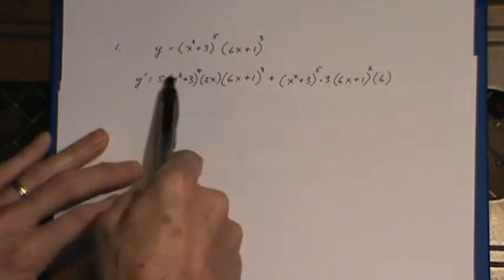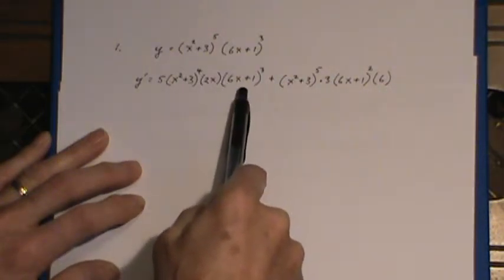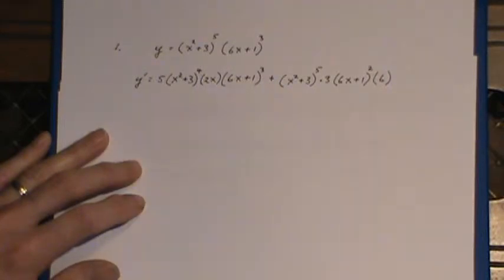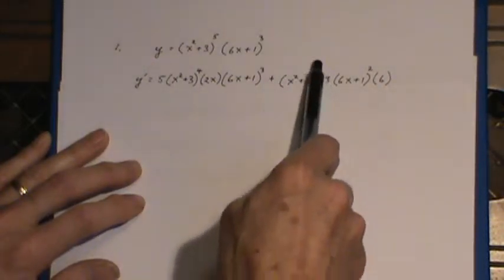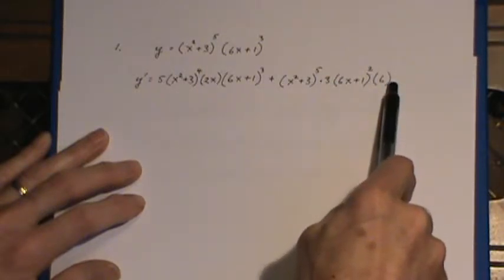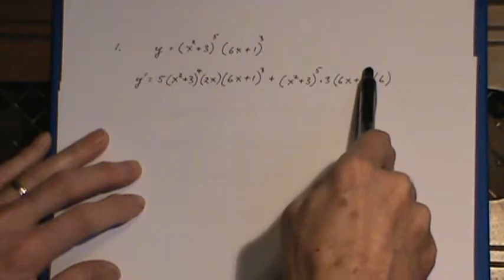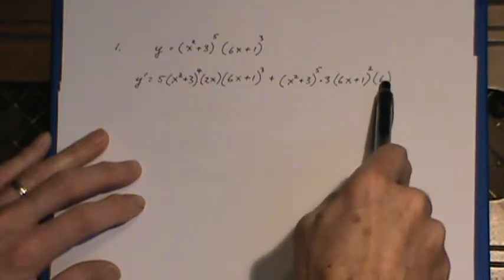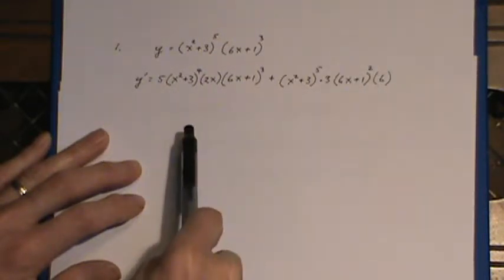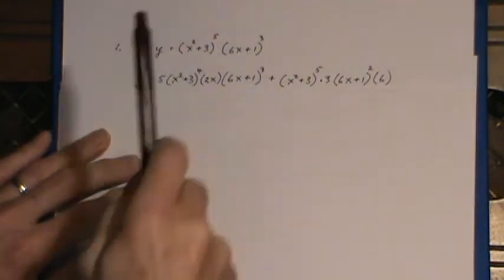So this is the derivative of the first times the second expression, plus the reverse, which is the first expression times the derivative of the second. You see the 3 comes down, this drops to a 2, and then the derivative of what's inside. So this is the chain rule operating on both the first term and the second.